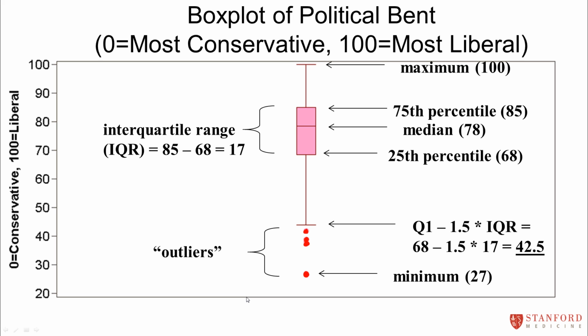It's just that most Stanford students are more in the liberal range. So anybody who's at 27, 30, and even low 40s is outside of what's expected for Stanford students. Again, we're not going to throw them out. Those are real data. There are really Stanford students who are Republicans.